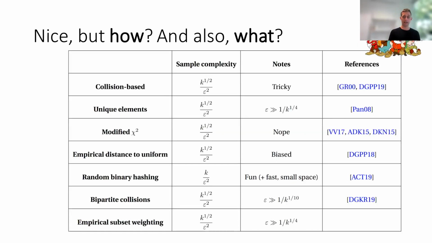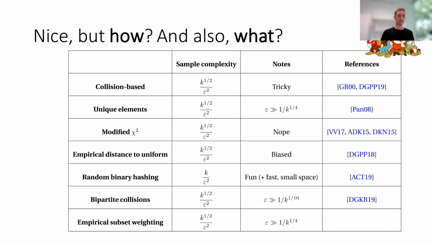So here are the 7 algorithms. I gave them names. One of them is collision-based. That's roughly the one I very briefly alluded to, and we're going to go through that. It's the one that counts those collisions, the number of pairs of samples that take the same value. It's called a collision because I have 2 samples and they take the same value, so they collide on some value. And it achieves the right optimal thing, square root k over epsilon square. But the analysis is a bit tricky.